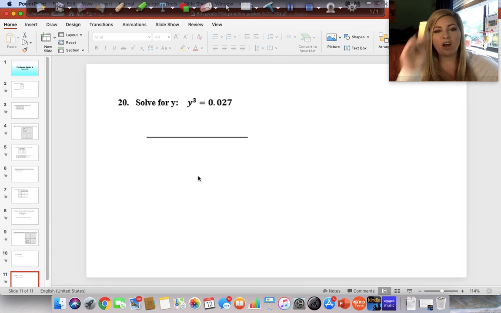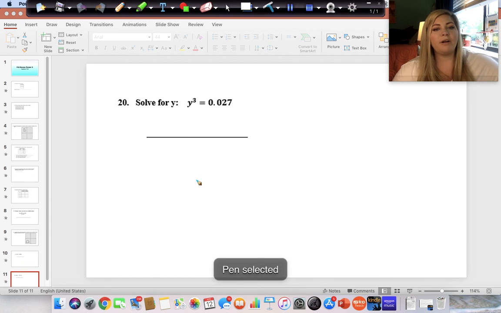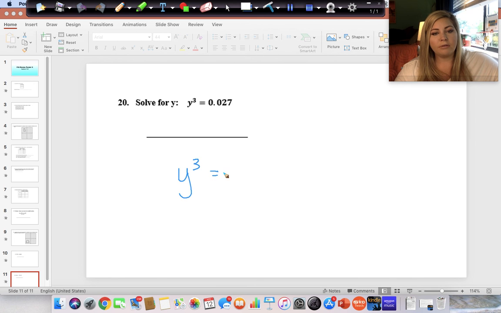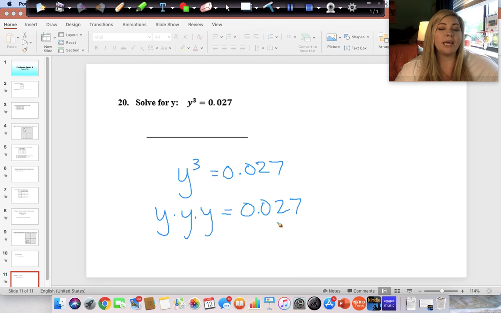Okay, so it says solve for y. Y to the 3rd power equals 27 thousandths. Y to the third power is simply y times y times y. So we need to figure out what number, when multiplied by itself 3 times, gives us 27 thousandths.